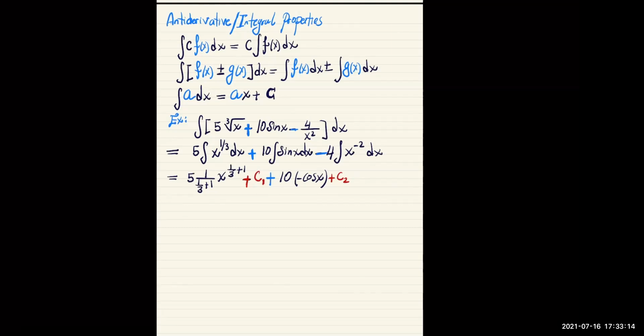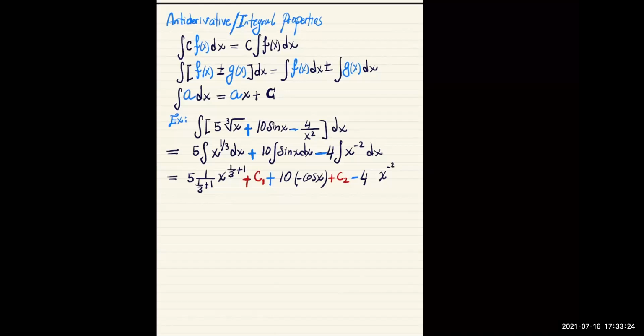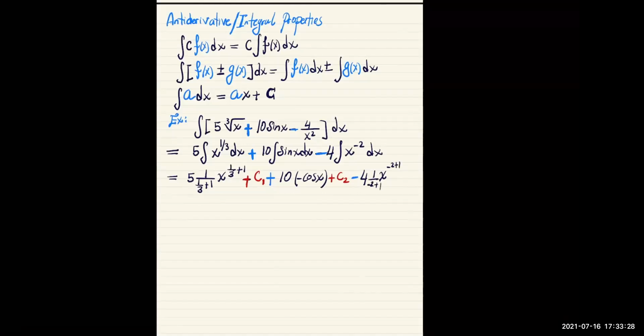4 in front. Let me write that: minus 4 times the antiderivative of x to the negative 2, which is x to the, again, negative 2 plus 1 divided by that negative 2 plus 1. I don't like cramming stuff. Hold on, guys. x to the negative 2 plus 1 divided by negative 2 plus 1.